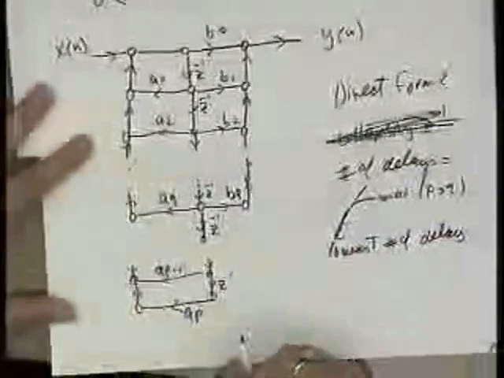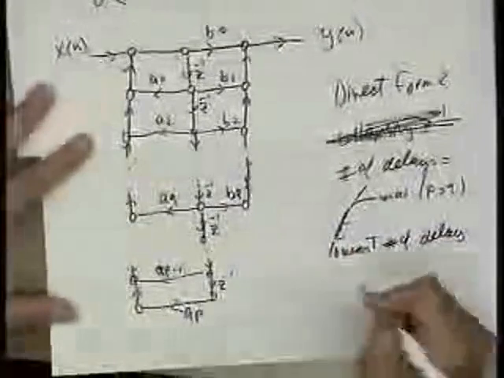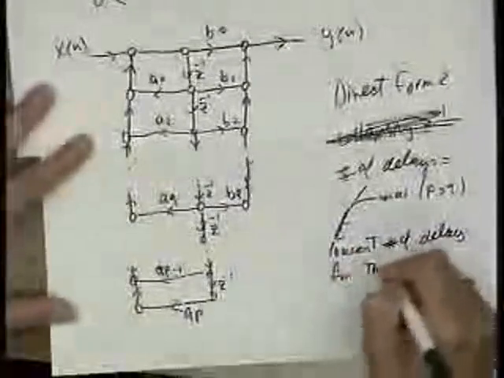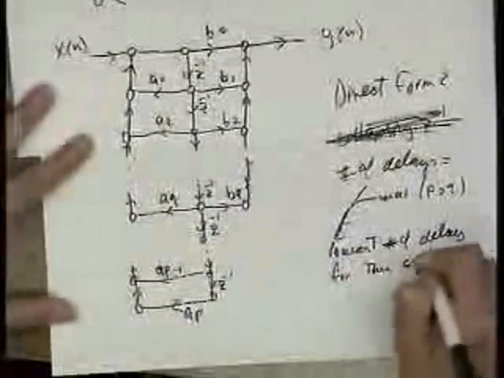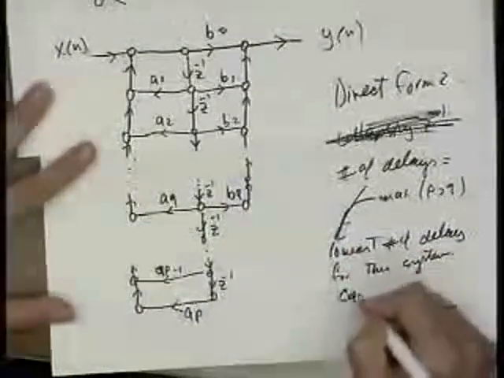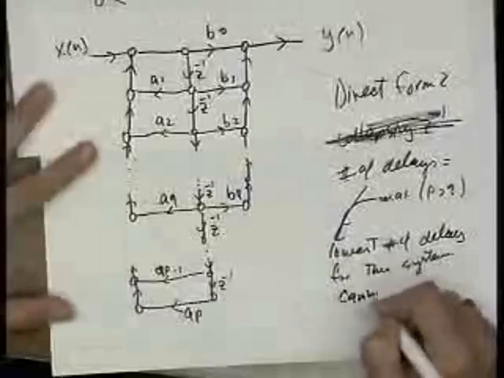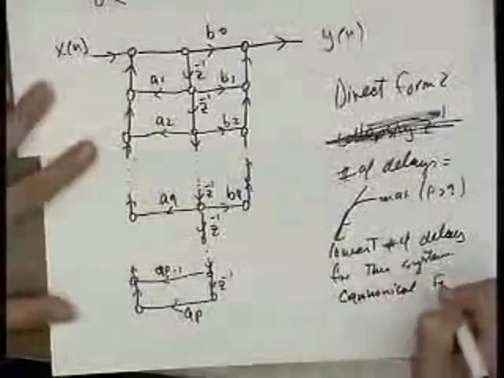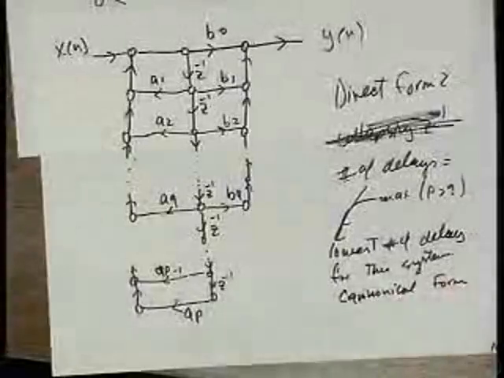And for this system, you can never go lower. When you have the lowest number of delays, it's referred to as canonical form. And if you want to learn more about that, you can take 221.